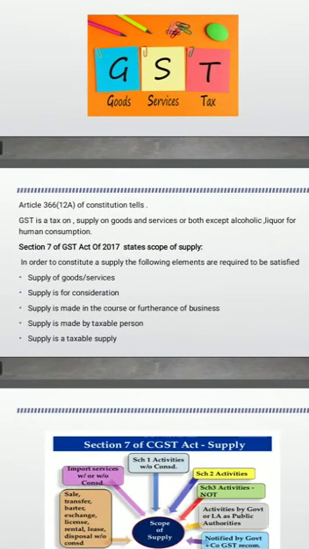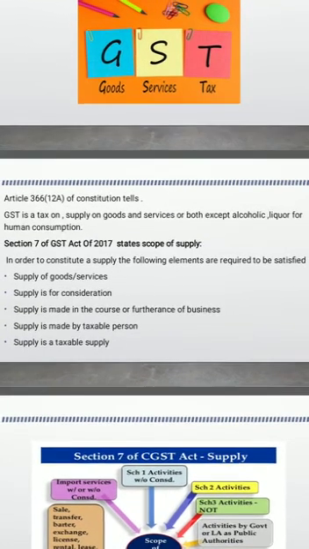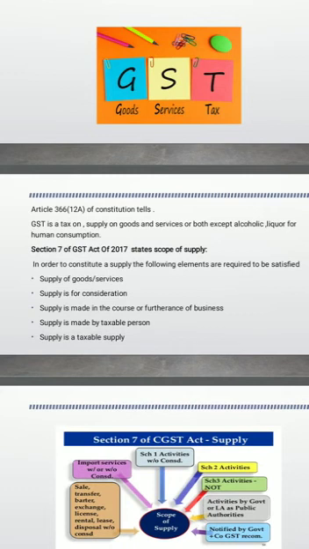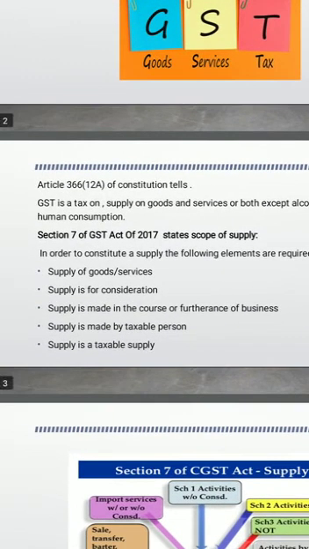Now see here, Section 7 of the GST Act of 2017 states the scope of supply. In order to constitute a supply, the following elements are required to be satisfied. When these elements are satisfied, then it is considered a supply according to GST. Let us see these elements one by one. Supply of goods and services. The supply should be either of goods or services. Next, supply is for consideration.